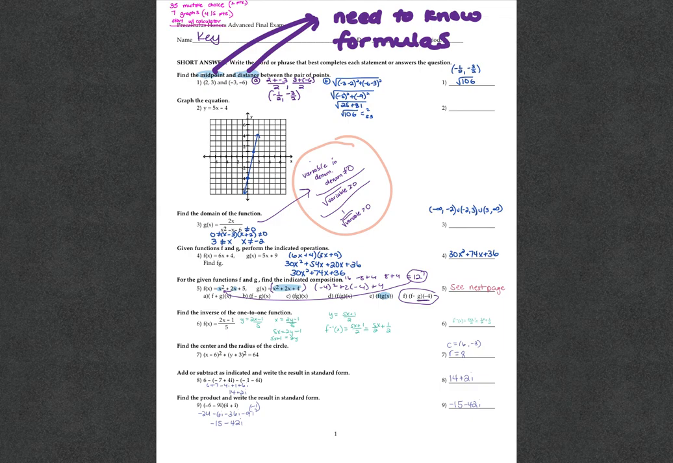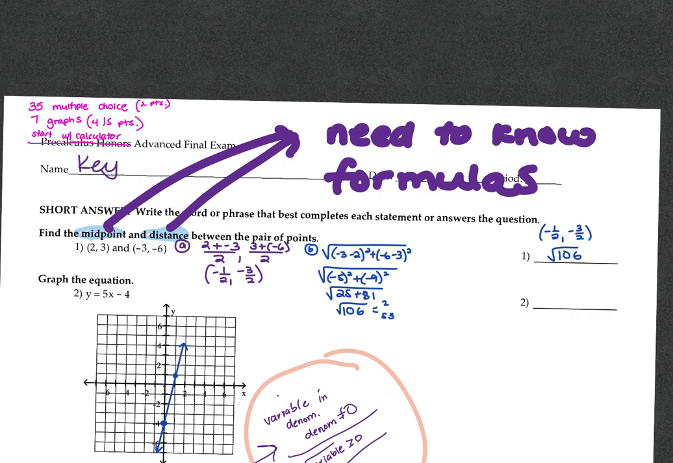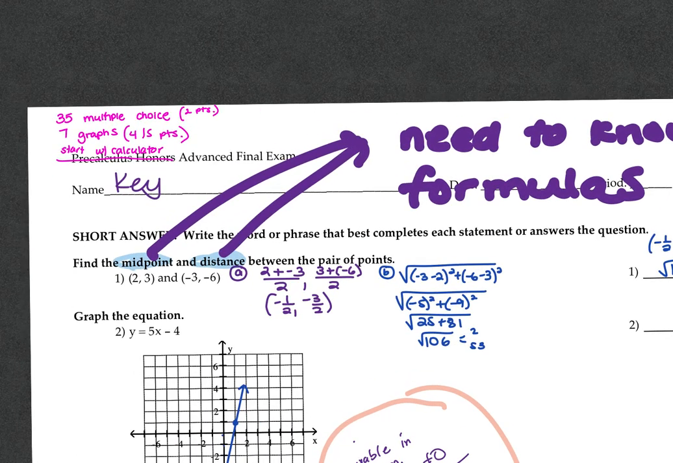All right, so on the solutions, I highlighted in blue anything formula-wise you need to know. At the top, this is what I just told you. There's 35 multiple choice and 7 graphs. The multiple choice are worth 2 points each, and the graphs are 4 or 5 points. I think there's one that's 5 points. And then again, you'll start with the calculator.